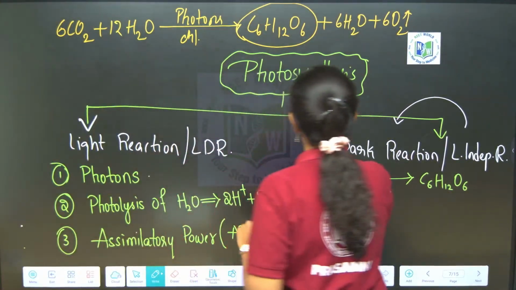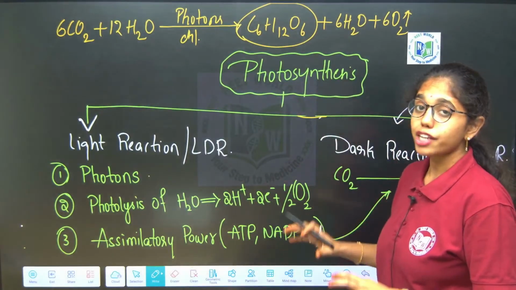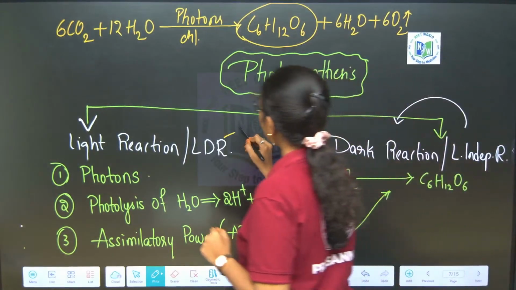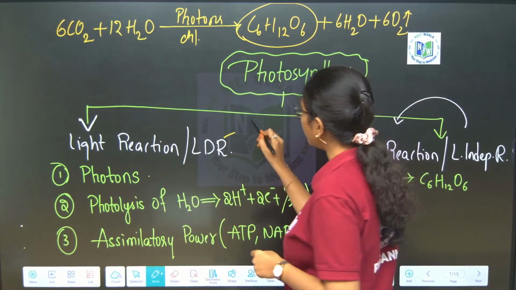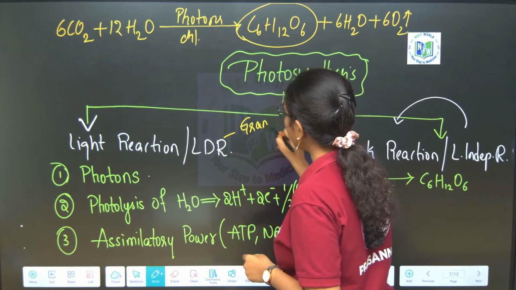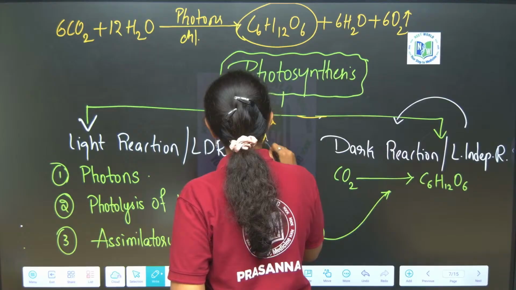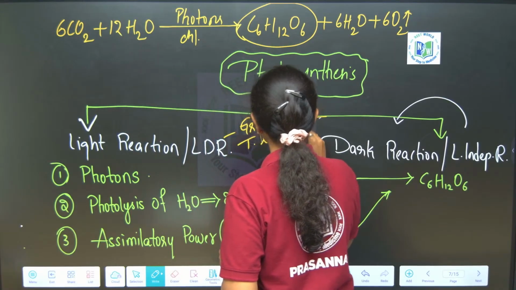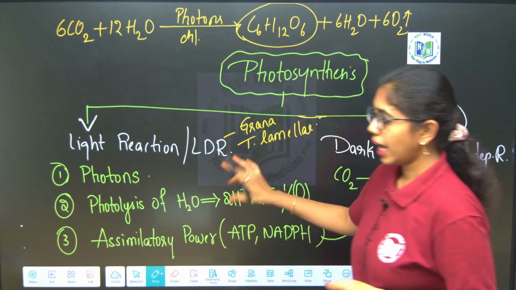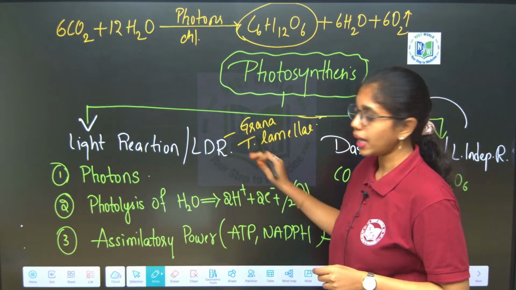The most important thing to focus on is the locations or sites of the reactions. Light reaction happens in the grana or thylakoid lamellae, more specifically the thylakoid lamellae or thylakoid membrane. So light reactions occur in the grana or thylakoid membrane.